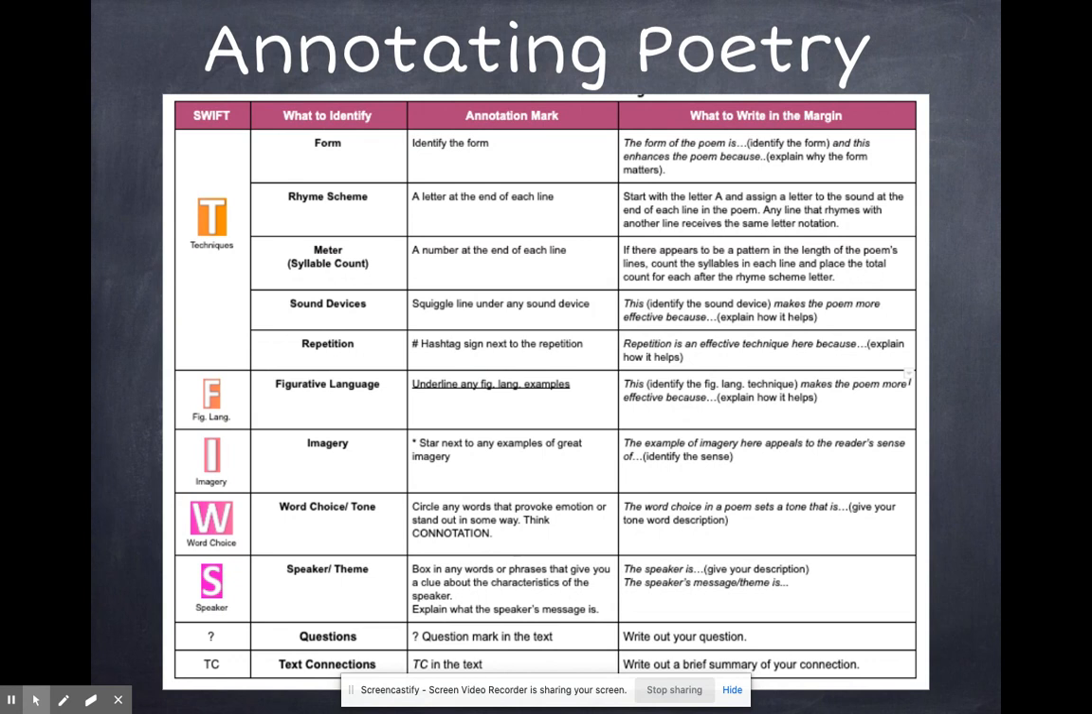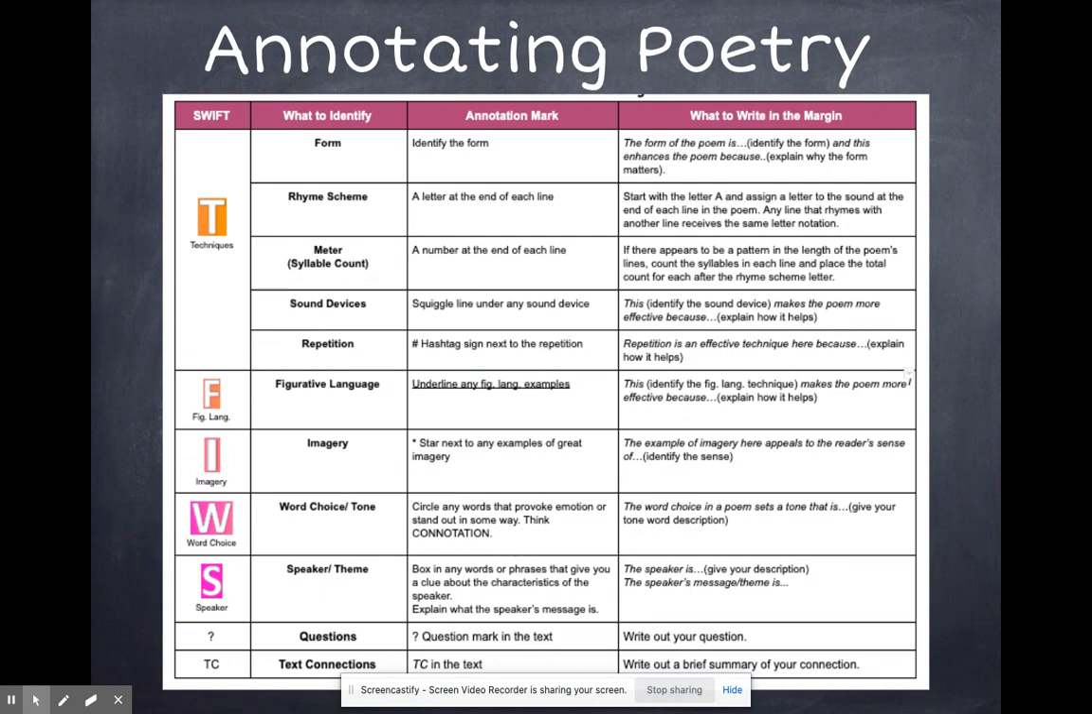So when you're looking at techniques, we're looking for what form of poetry is the poem. The rhyme scheme, what's the pattern of rhyming? Meter is what's the syllable count? Is there a pattern to that syllable count that is having an effect on the poem? The sound devices, right, to see what kind of effect they're giving to the poem based off of which one they choose. Repetition, again, things that are repeated throughout the poem, right?